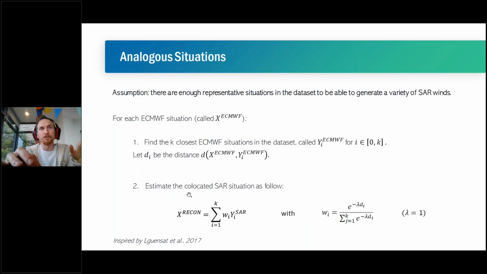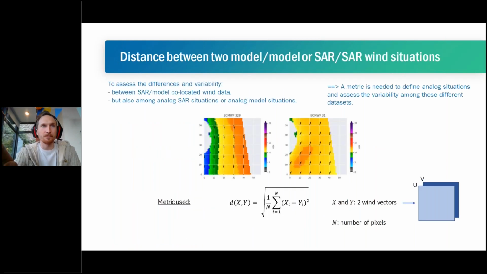And then we are going to look for the collocated SAR situations, and the way we reconstruct the high resolution wind is by estimating an average mean with different weights, depending on the distance to the situation we try to emulate, of the associated SAR situations. There are many different ways to do it, and we started with a rather simple methodology. So here we are just showing a way to estimate differences between the SAR and the model collocated winds, but also between analogous SAR situations.